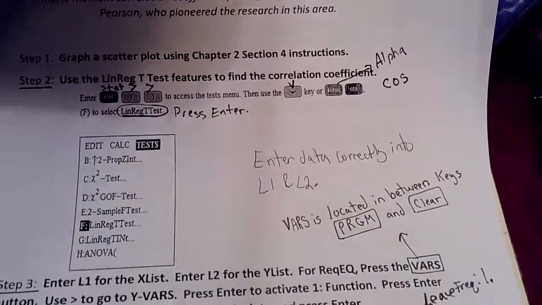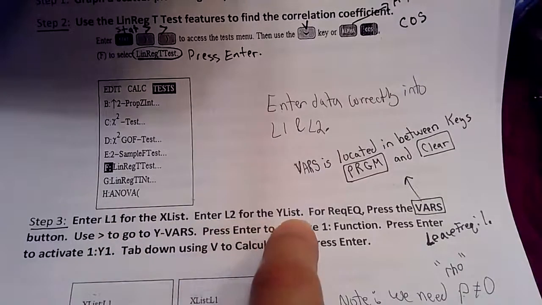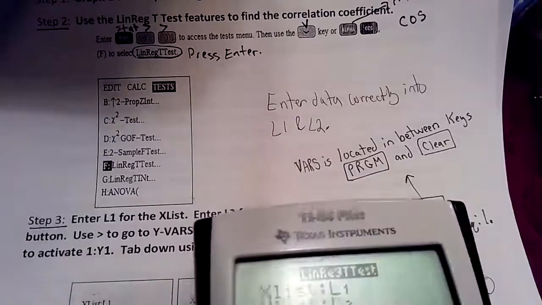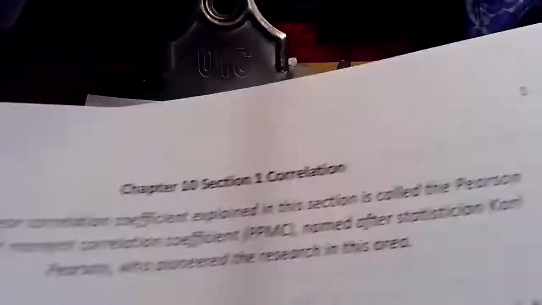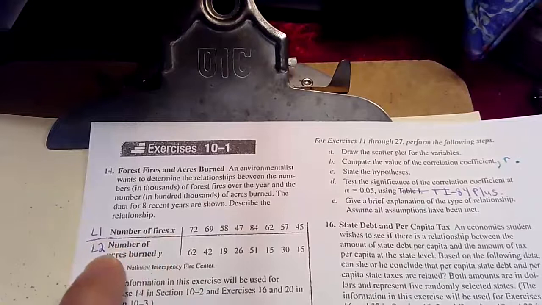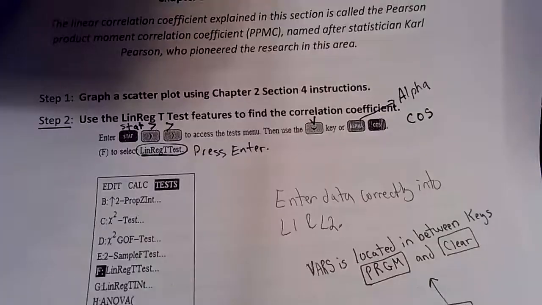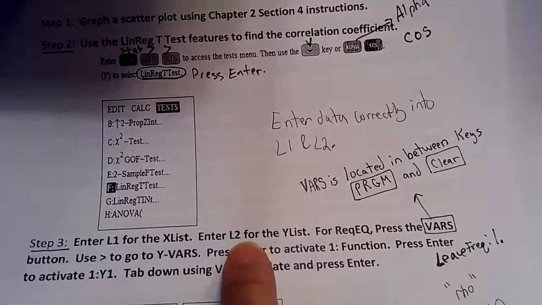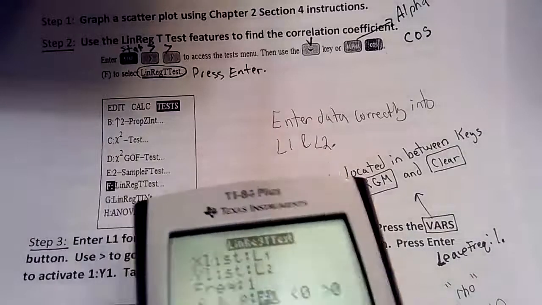So now we're at this part here. Enter L1 for the X list, enter L2 for the Y list. So we did that. We're telling our calculator where we put the X data and the Y data, and that's talking about this over here. See the X and the Y and the L1 and the L2. That's what that's talking about. And then after that, you want to enter L2 for the Y list. So let's see. Okay, we did that.